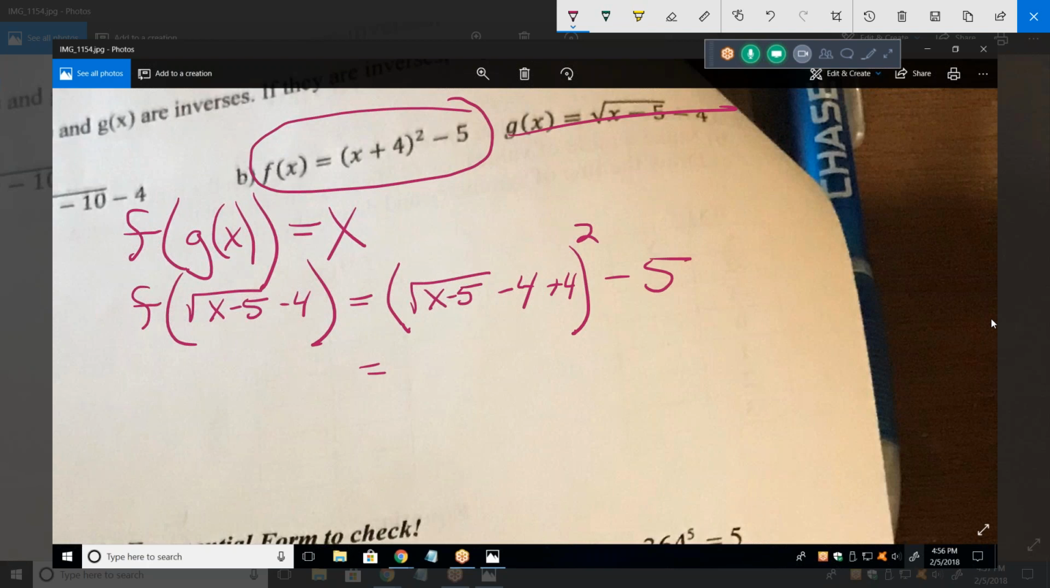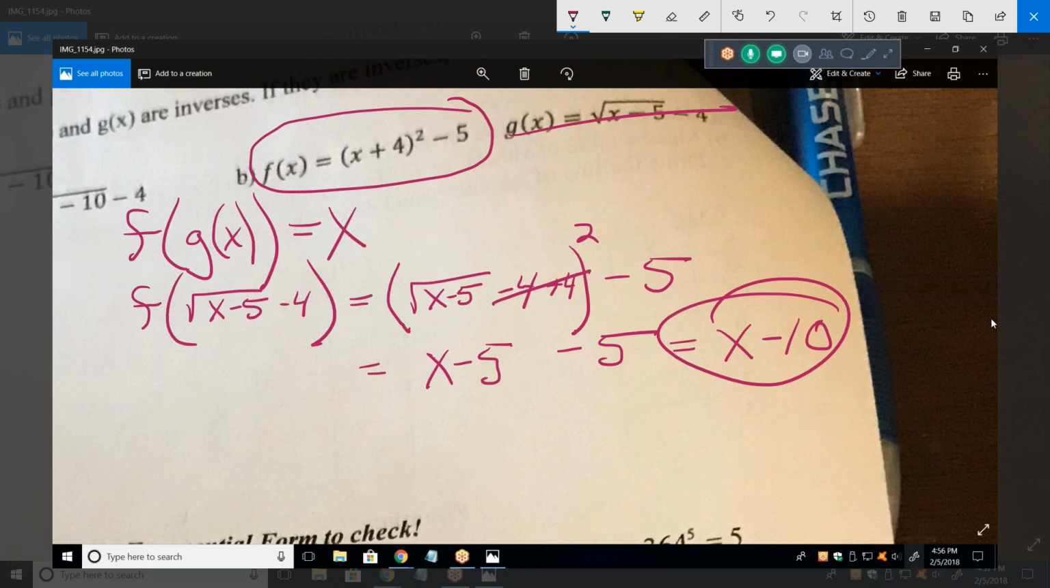Get rid of the minus 4 and plus 4. They cancel out. And then the cube root and squared cancel. The square root and squared. Yeah, square root. x minus 5 minus 5. Yeah, that's not it. That's x minus 10. So those are not inverses of one another. That is not the inverse of that. Not unless I made a mistake.